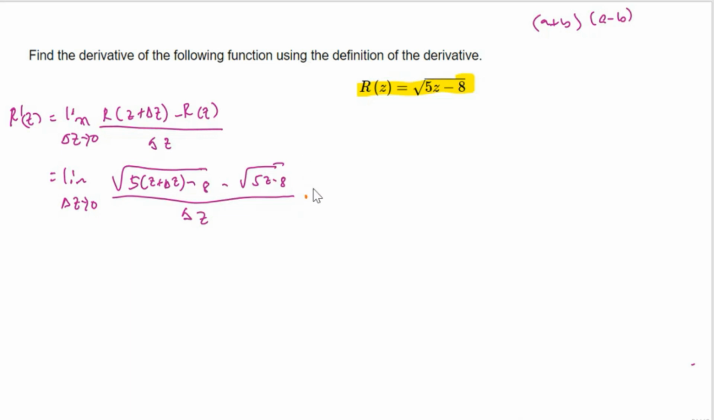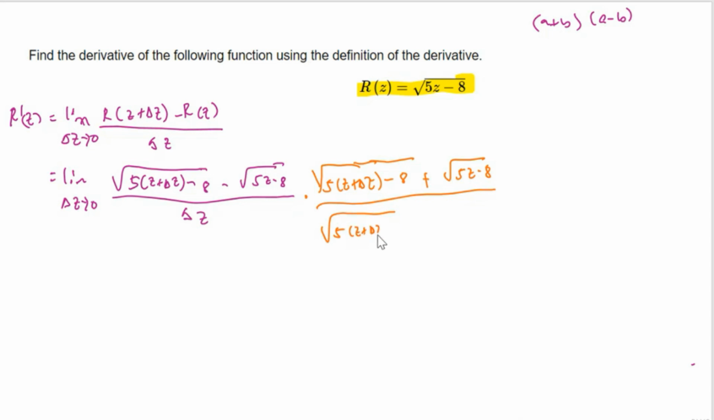So we can write now the square root of, this is the conjugate, the color orange. So we have 5 times (z plus delta z) minus 8, extend your square root, and this will be plus, instead of minus, we have to write plus the square root of 5z minus 8, all over. So we just copy whatever we have in the numerator. So we have the square root of 5 times (z plus delta z) minus 8 plus the square root of 5z minus 8.